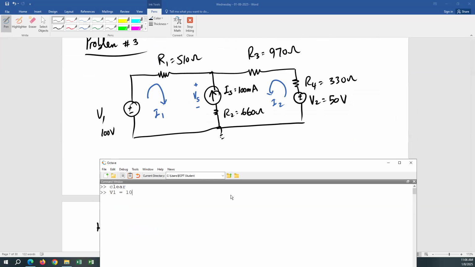V1 is 100. V2 is 50. Again, make sure you work it out as well. Don't just look at the screen. R1 equals 510, R2 660, R3 970, and R4 is 330.